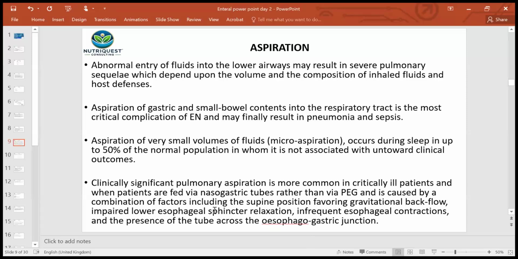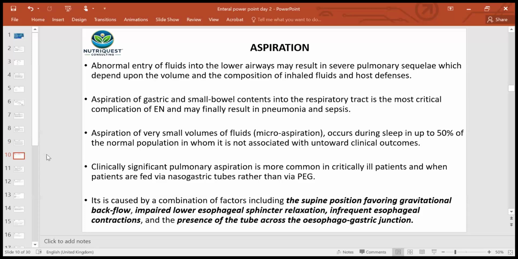So aspiration of very small volumes of fluids, that is microaspiration, occurs during sleep in up to 50% of the normal population, in whom it is not associated with untoward clinical outcome. So yes, sometimes when a patient is sleeping, they might experience aspiration, but just a small amount. Then clinically significant pulmonary aspiration is more common in critically ill patients, and when the patients are fed via nasogastric tube rather than PEG tube. So it is very rare to find a patient experiencing aspiration when we have a PEG tube, but mostly it occurs in patients who have a nasogastric tube.